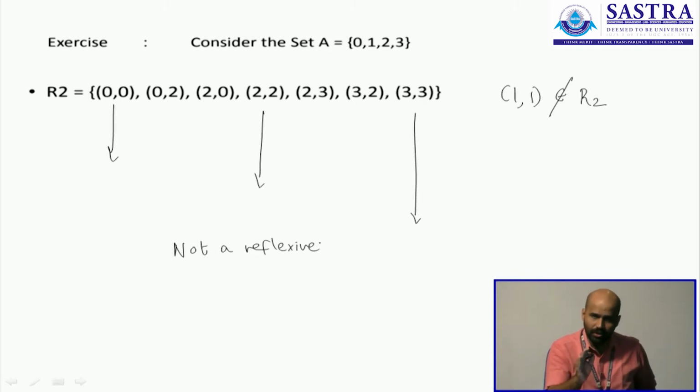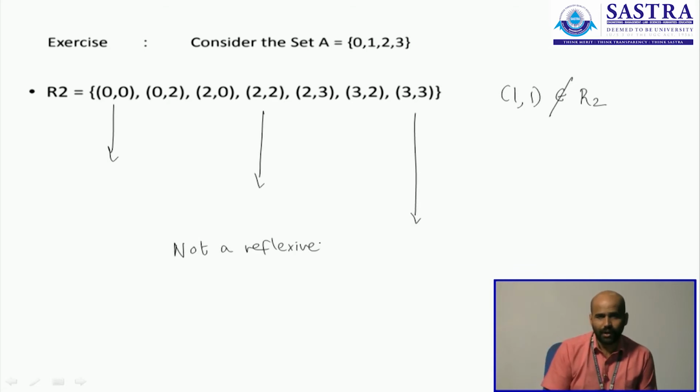It is a relation nonetheless because there are 16 ordered pairs available. You have selected 7 of them. That's okay. It's a subset of the larger set called the Cartesian product. It's still a relation, but not reflexive. But can we call it symmetric?